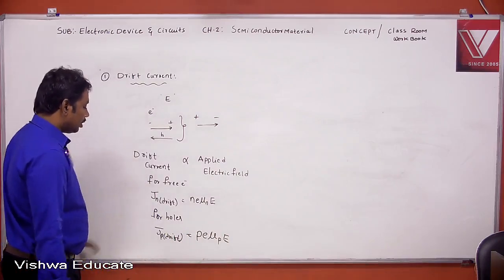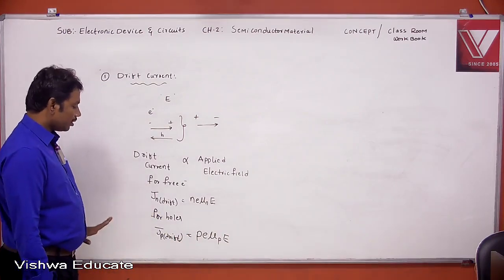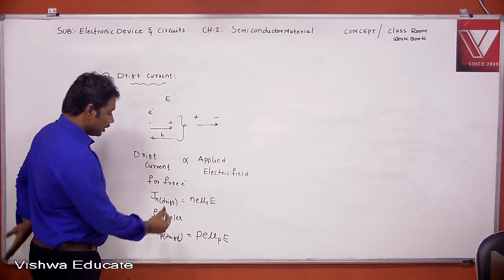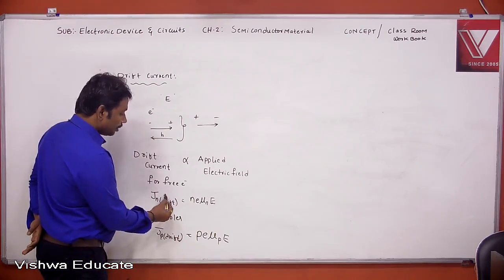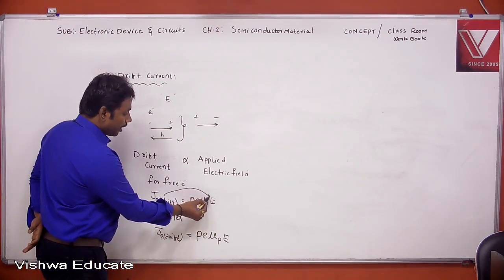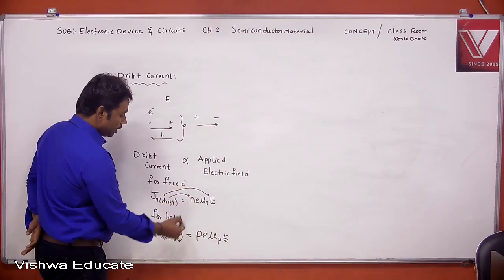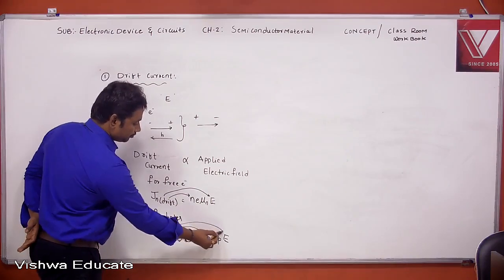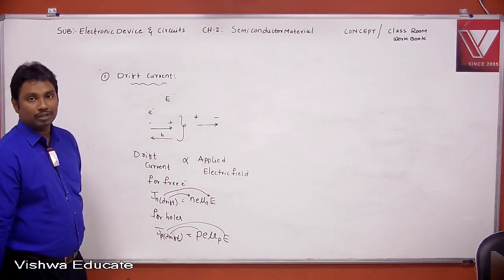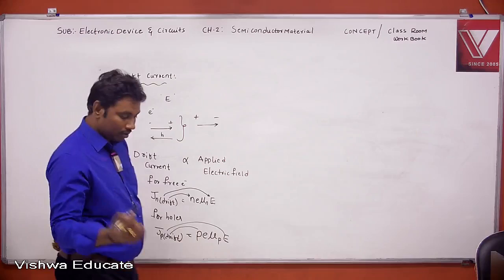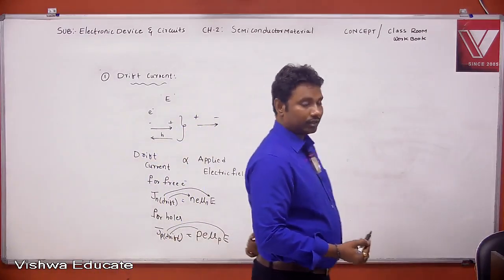Now from these two equations, what is the conclusion actually? The drift current depends on external electric field, and also it depends on carrier concentration. This is about drift current. Write down the heading first one, drift current.